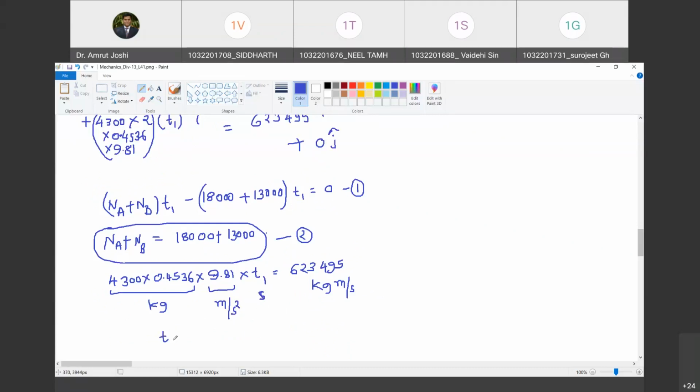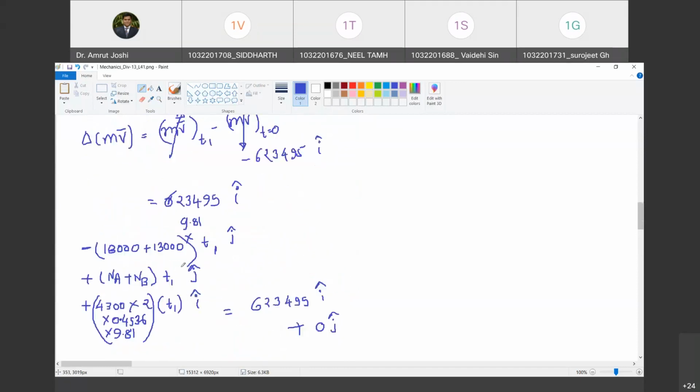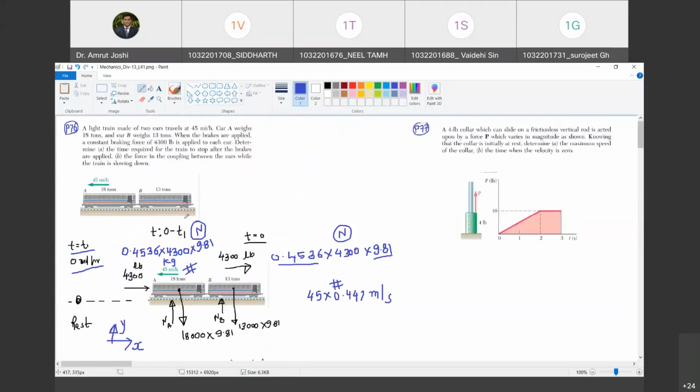And therefore I get T1 is equal to how much? That will be in seconds. Tell me how much is that. So it is going to be 623,495 divided by 4300 divided by 0.4536 divided by 9.81. Did you get it as 32.58 seconds? 32.58 seconds. So with the given force, the bogies will take around half a minute to stop. Are you with me?